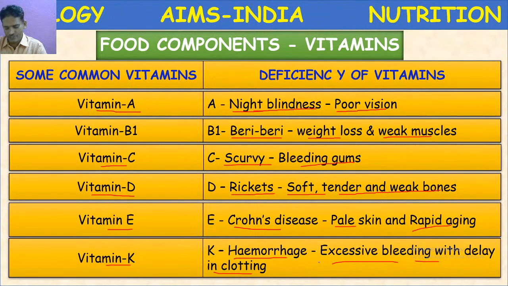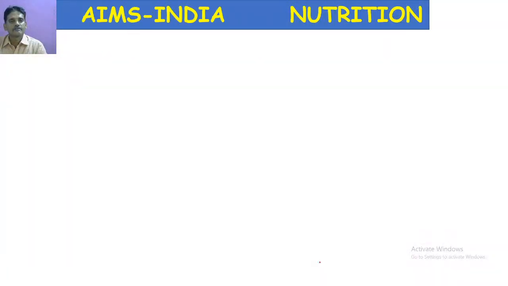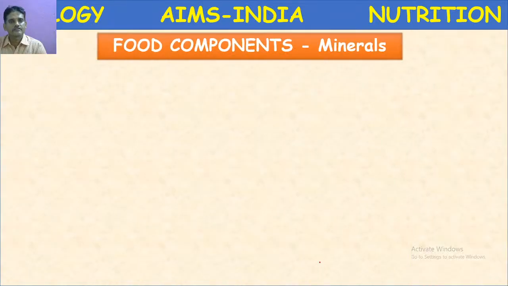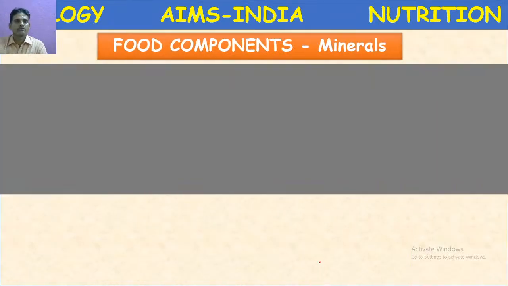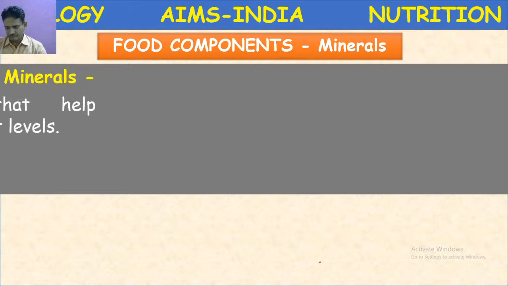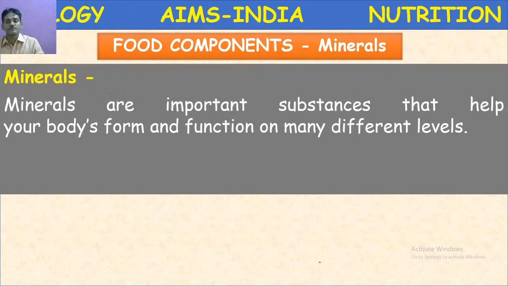Okay, children, let us proceed to the next slide. Minerals. Then what are minerals? Minerals are also chemical substances. Like vitamins, minerals are also required in micrograms. These minerals are also essential nutrients because all minerals are not available in our body.